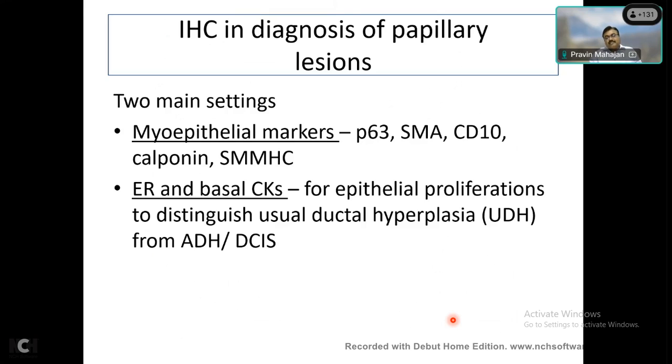For basal cytokeratins, what we usually use is CK5/6 or CK14 or a cocktail of high molecular weight cytokeratin, to show whether the epithelial proliferation is clonal or polyclonal. A polyclonal population will be there in usual ductal hyperplasia, versus a clonal population of ductal cells in ADH or DCIS.